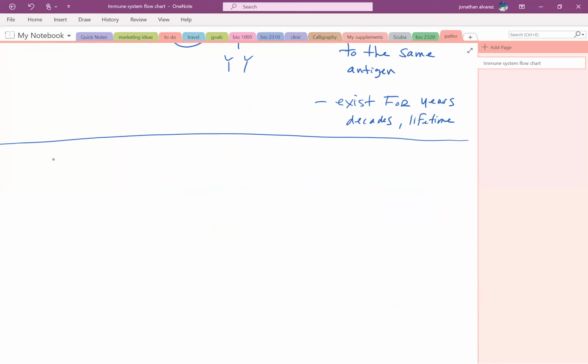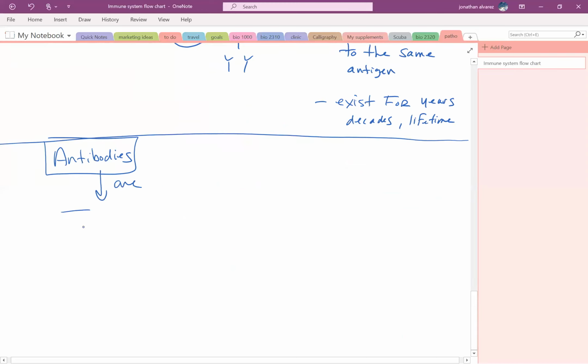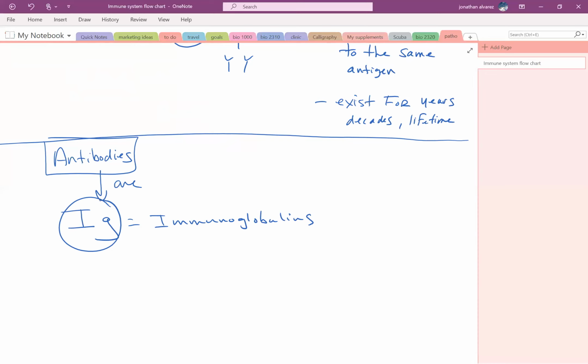Your antibodies are your immunoglobulins. I'm going to be using the IG part. That's very common to see and to read. So IG is an immunoglobulin, and these are your Y-shaped proteins.